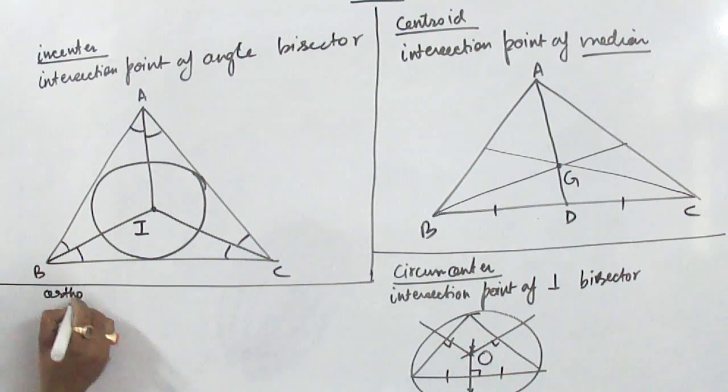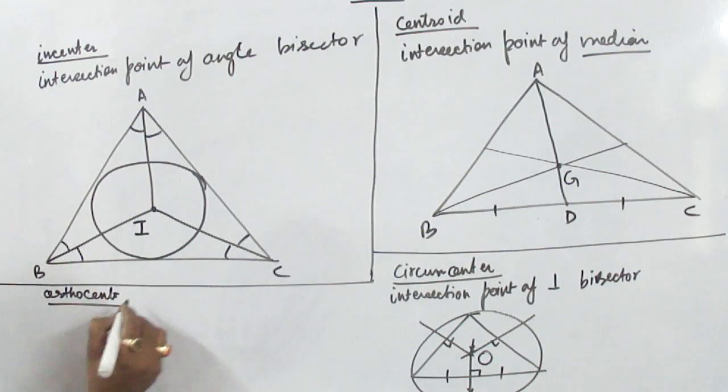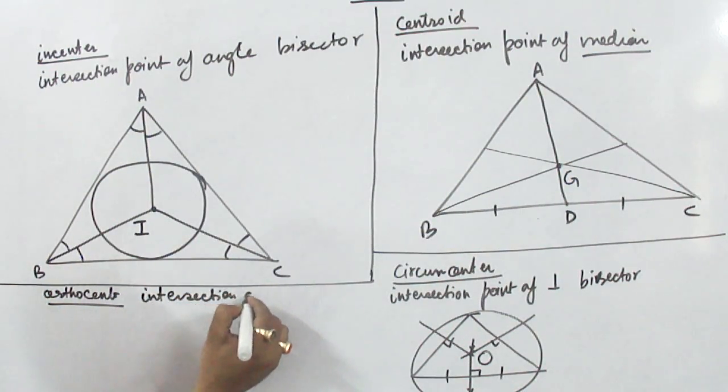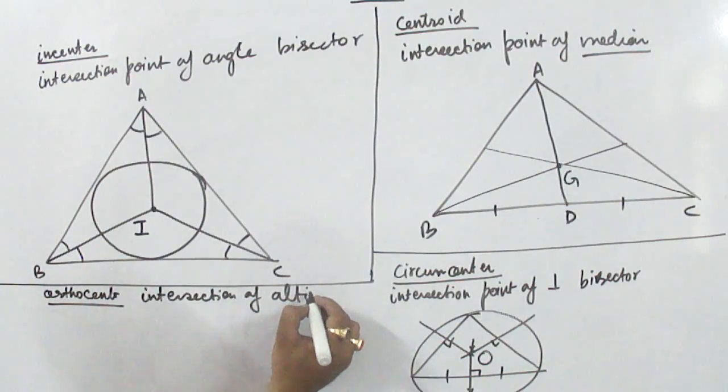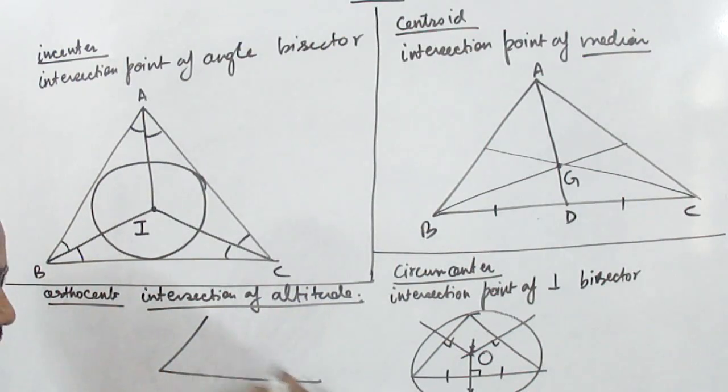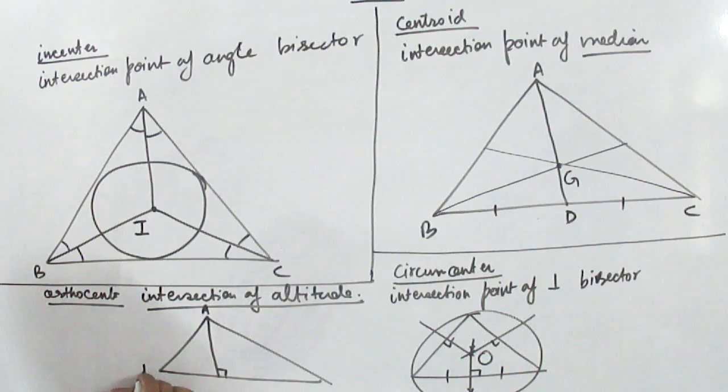Now, last point, orthocenter. It is intersection of altitude, or perpendicular drawn from the opposite vertex to the side. If we draw perpendicular like this, if we draw perpendicular like this, and if we draw perpendicular like this, this point is known as orthocenter and denoted by O.